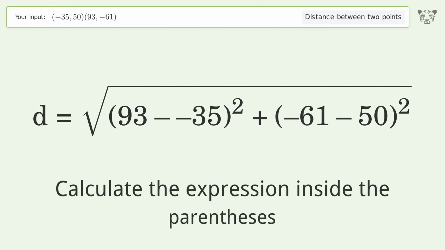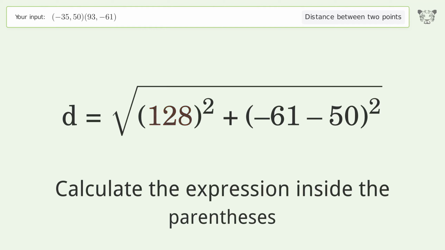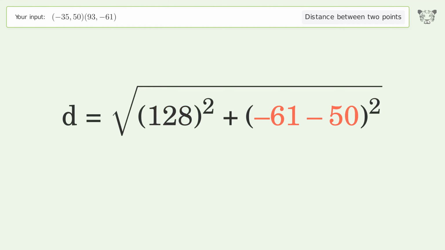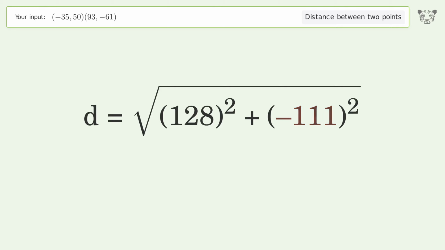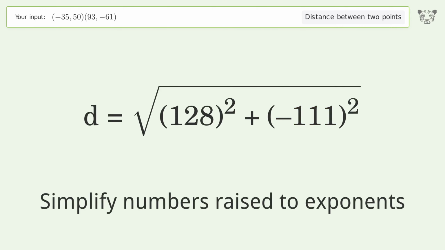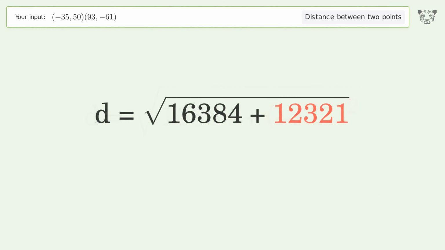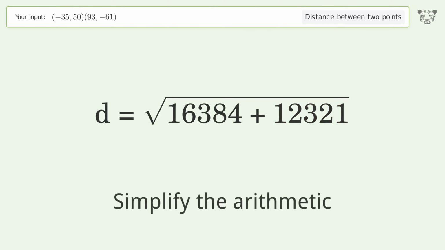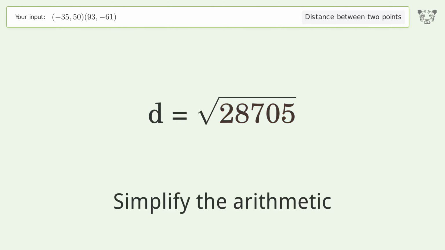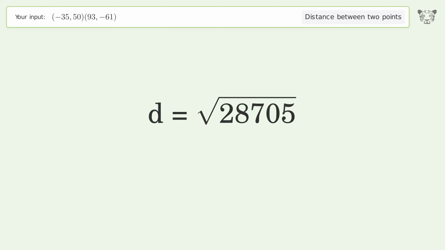Calculate the expression inside the parentheses. Simplify numbers raised to exponents. Simplify the arithmetic. And so the distance between the 2 points is the square root of 28,705, or 169.425.